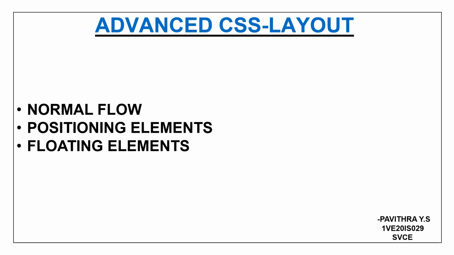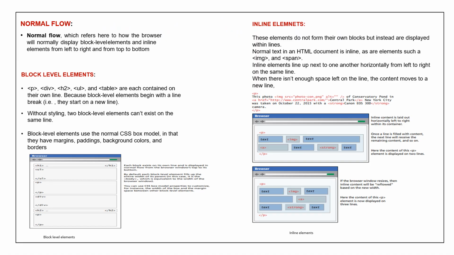Today I'm going to explain about the advanced CSS layout. The topics which I would cover are normal flow, positioning elements, floating elements. CSS means cascading style sheets. What is a normal flow? Normal flow refers to how the browser will normally display the block level elements.